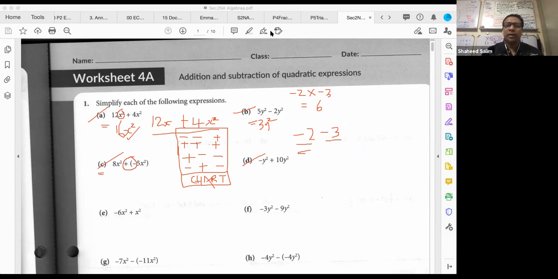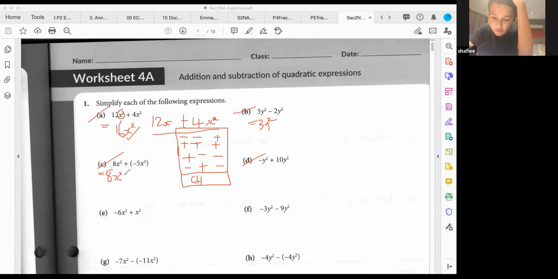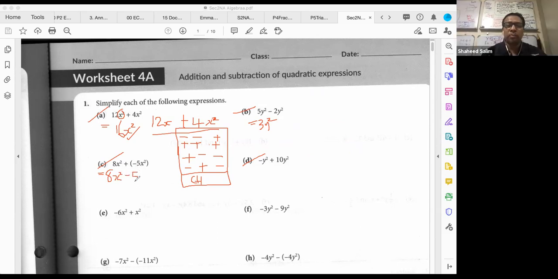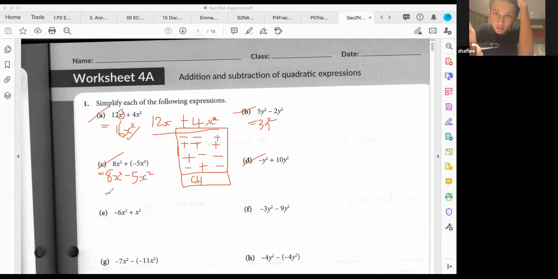All right, Shafi, this one, can you see that there are 2 signs down here? Minus, plus. You must use this chart. So what is your answer? 8x squared. Remove the bracket. 3x squared. Your answer is 3x squared. So minus 5x squared. Minus plus is this, and then it becomes 3x squared.